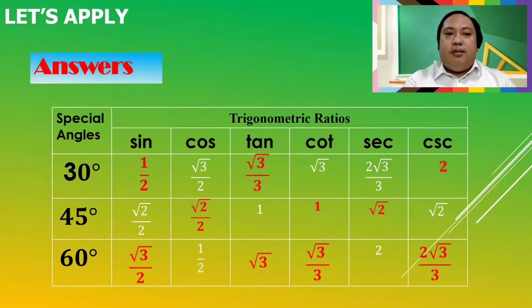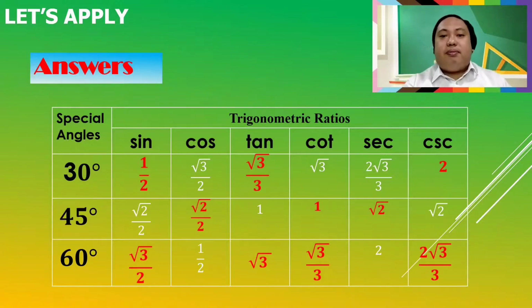Let's have the answers. For sine 30 degrees, we have 1/2. Tangent 30 degrees, we have square root of 3 over 3. Cosecant 30 degrees, we have 2. Then for cosine 45 degrees, we have square root of 2 over 2. For cotangent 45 degrees, we have 1. Then for secant 45 degrees, we have square root of 2. For sine 60 degrees, we have square root of 3 over 2. For tangent 60 degrees, we have square root of 3. For cotangent 60 degrees, we have square root of 3 over 3. And for cosecant 60 degrees, we have 2 square root of 3 over 3.